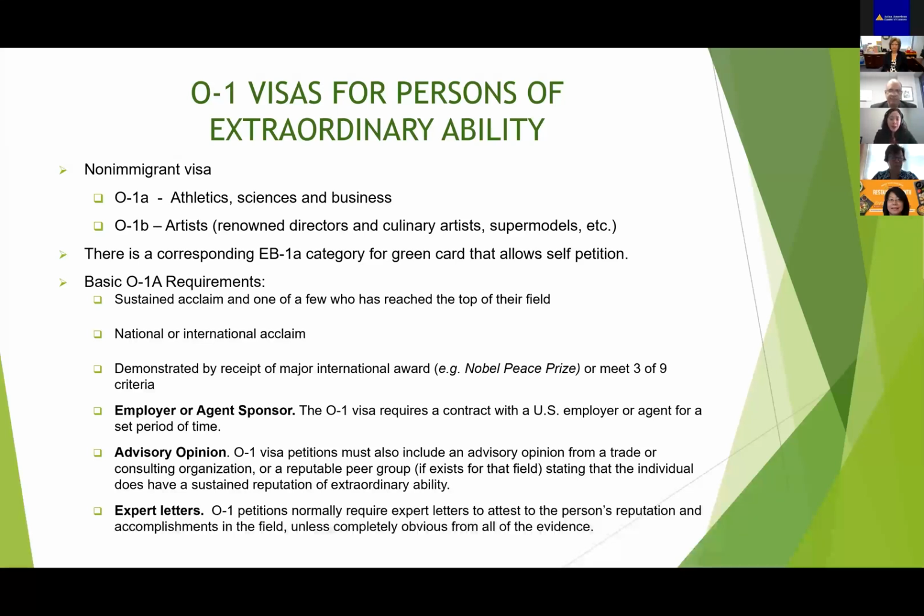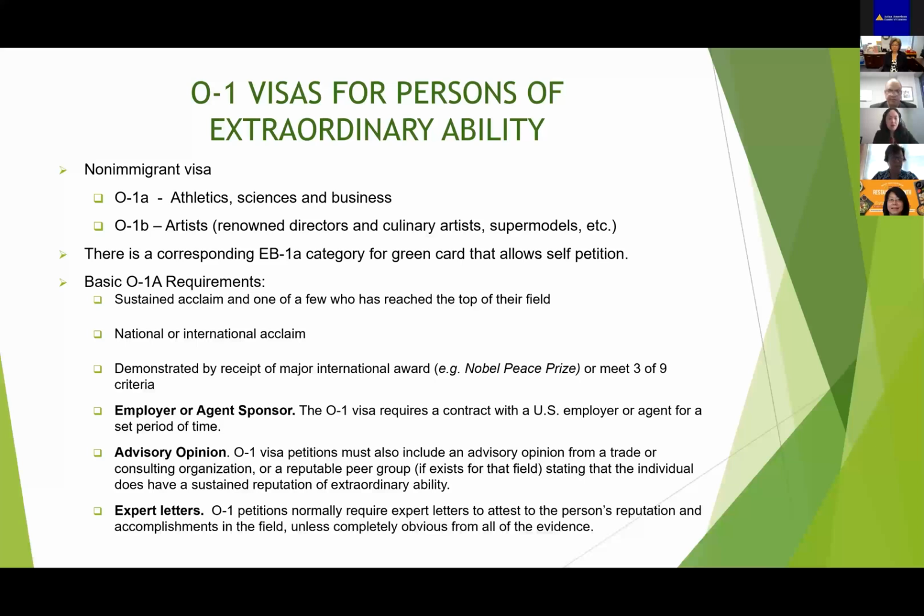There is, like the L1, a corresponding green card category. This is known as the EB1A. It's for persons of extraordinary ability, and it allows the individual in O1, after they temporarily enter the United States in O1, to apply for permanent residency.